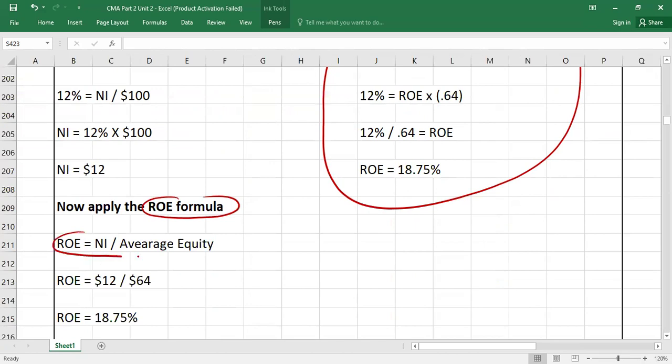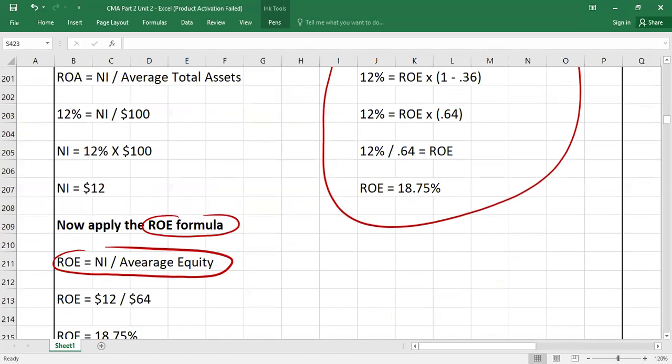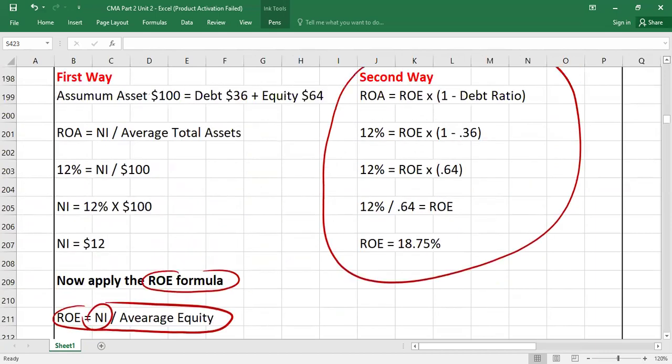Return on equity equals what? Net income divided by average equity. This is the formula. But the point is, do we have net income in the question? No, we don't. So the first thing we need to find is net income. So how can you calculate net income?